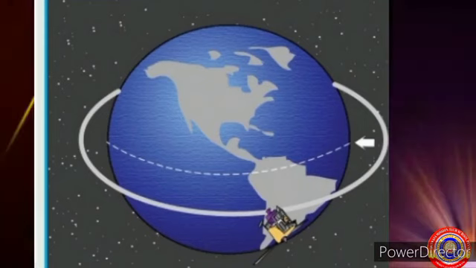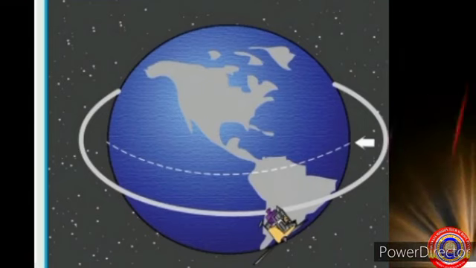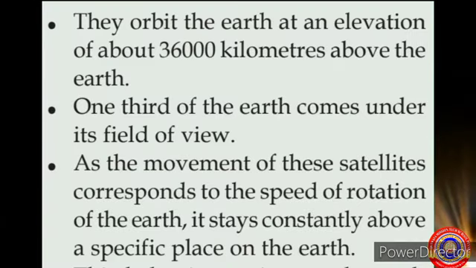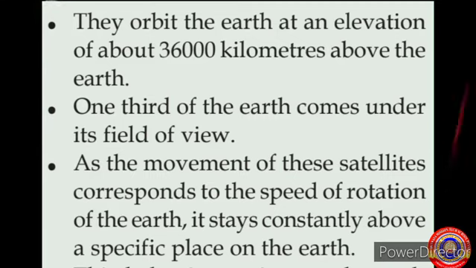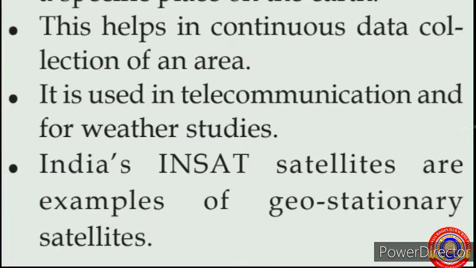The features of these satellites are: first one, they orbit the Earth at an elevation of about 36,000 kilometers above the Earth. Next feature is one third of the Earth comes under its field of view. Next one, as the movement of these satellites corresponds to the speed of rotation of the Earth, it stays constantly above a specific place on the Earth. This helps in continuous data collection of an area.